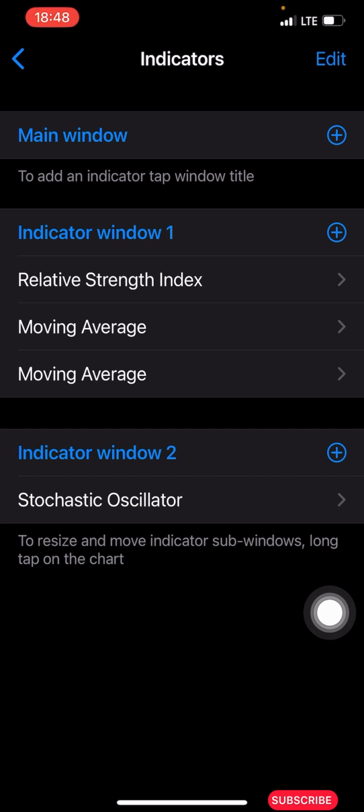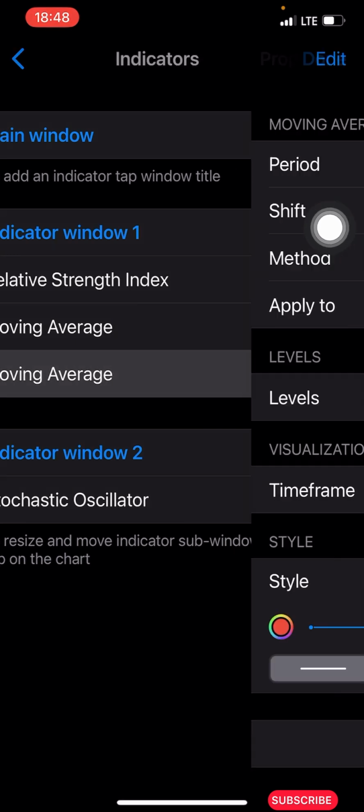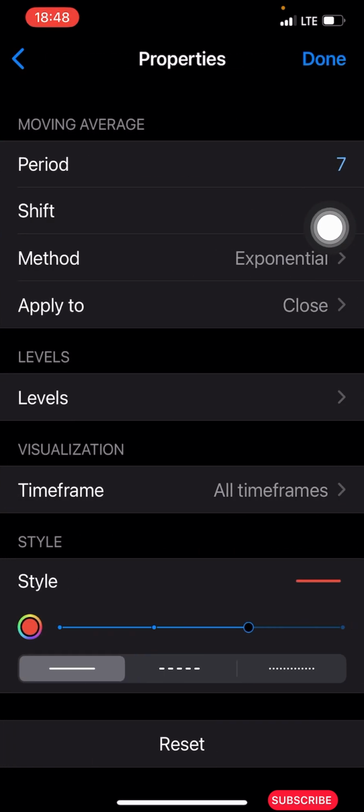For the second moving average, you click on the indicator window 1 plus icon again. You search for moving average again. You change the period to 7, the shift is 0, the method is exponential, apply to close. Time frame all time frames, you make the color red, 3 pixel, and you click on done.